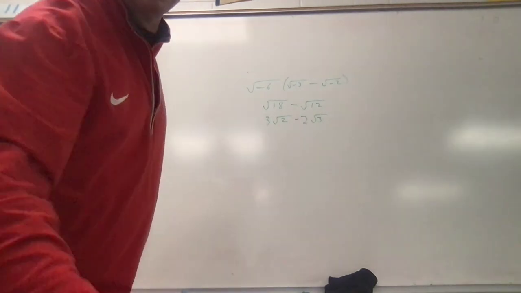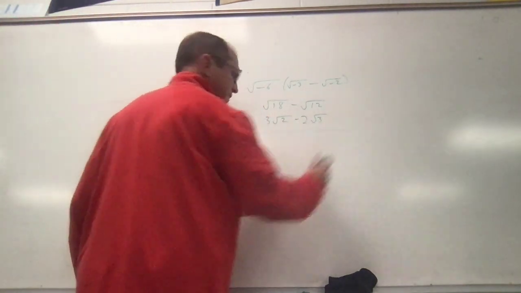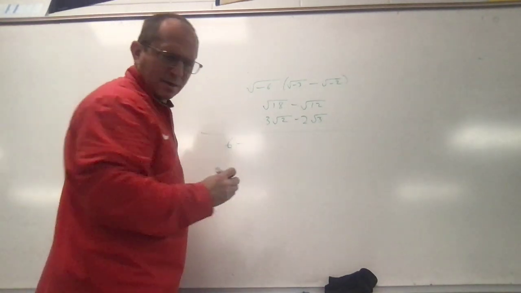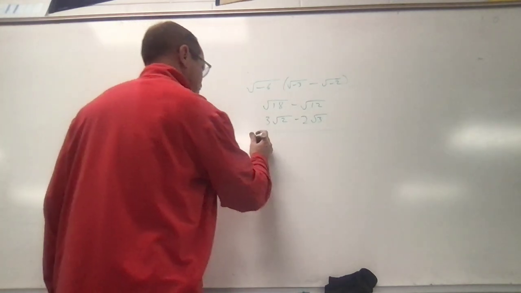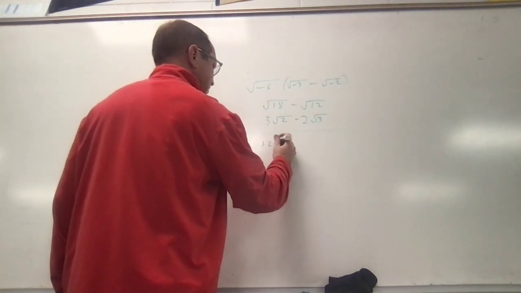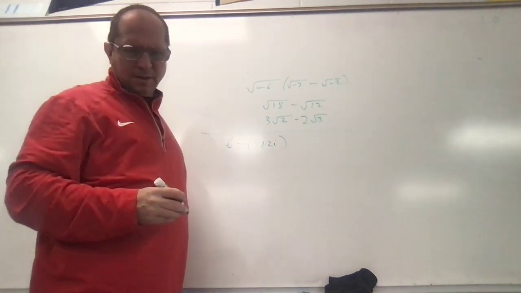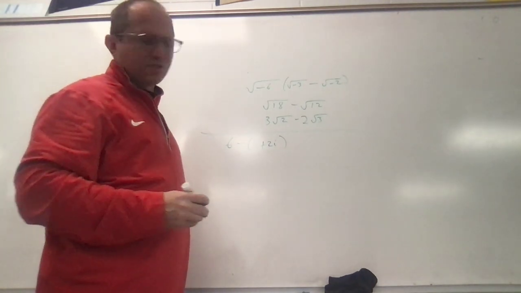looking at a different situation, let's say that we have 6 minus, and then I've got 3 plus 2i. Now this is called a complex number. And then plus 4 minus 5i.